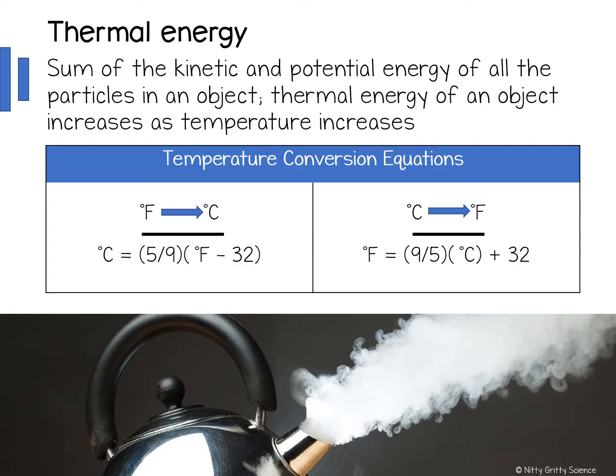Now, when we were discussing particles in an object, we also need to talk about these particles' thermal energy. Thermal energy is the total kinetic and potential energy of all the particles in an object. Therefore, the thermal energy of an object increases when the average kinetic energy of its particles increases. So what does this mean? Well, of course it means that the thermal energy of an object increases as its temperature increases, and we need to see how this relationship all goes together.